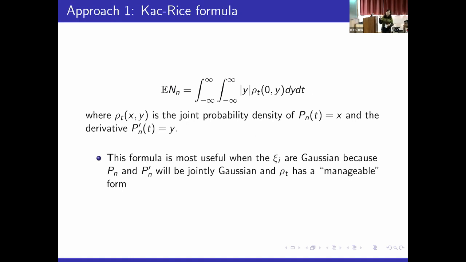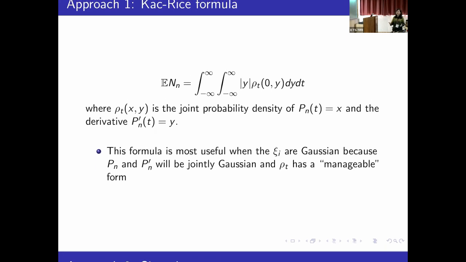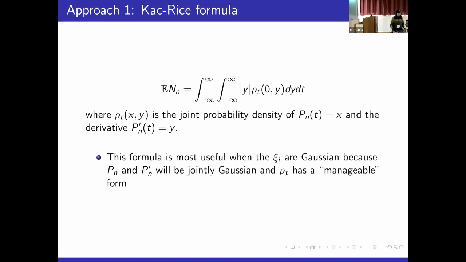It says that the expectation of the number of real roots, denoted by Nn here, is a double integral of the absolute value of y, where y is in place of the derivative, times rho_t(0, y) dy dt. Here, rho_t is the joint density of Pn(t) and Pn'(t). Of course, the joint density is most manageable when the random variables are Gaussian, because we can write it in an explicit form. All the examples I have seen so far are the most manageable when the random variables are Gaussian. So when the random variable ci is Gaussian, this is one of the first things that one would try.